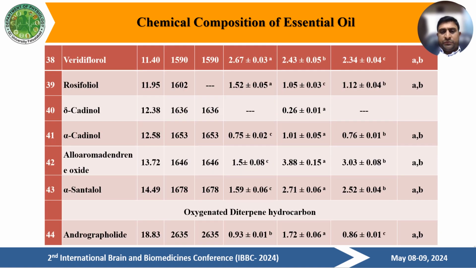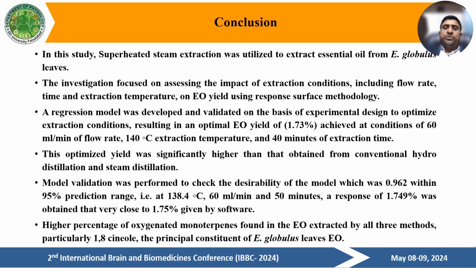And finally, we go to the conclusion section. The study of superheated steam extraction was utilized to extract the essential oil from Eucalyptus globulus leaves. The investigation focused on assessing the impact of extraction conditions, including flow rate, time, and extraction temperature, on essential oil yield using response surface methodology. A regression model was developed and validated on the basis of experimental design to optimize extraction conditions, resulting in an optimum yield of 1.73% achieved at the condition of 60 ml per minute flow rate, 140 degree centigrade temperature, and 40-minute run.